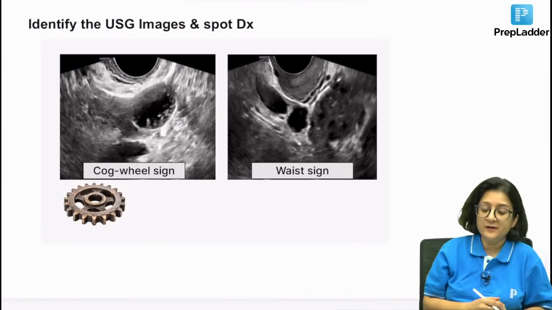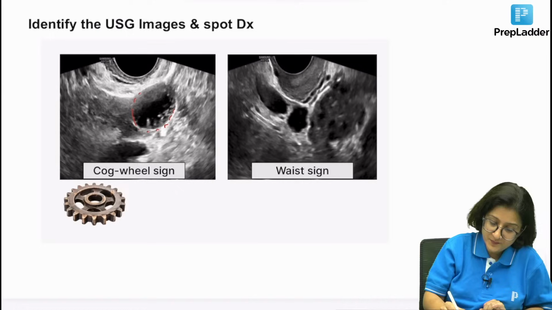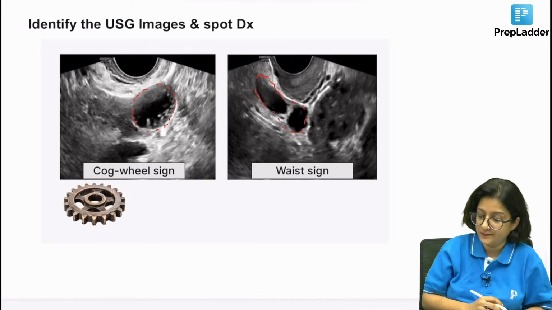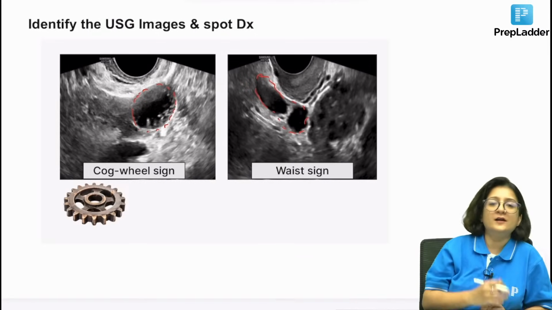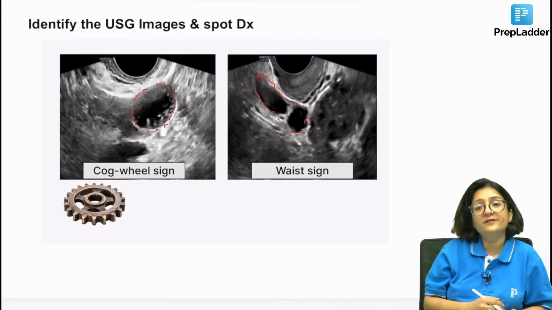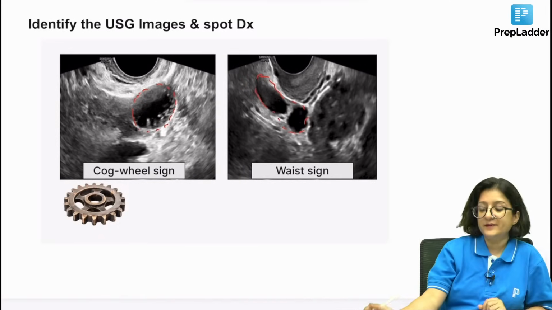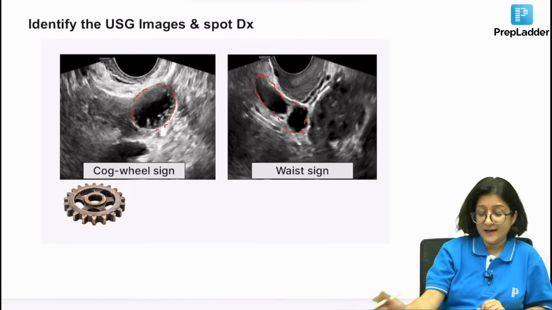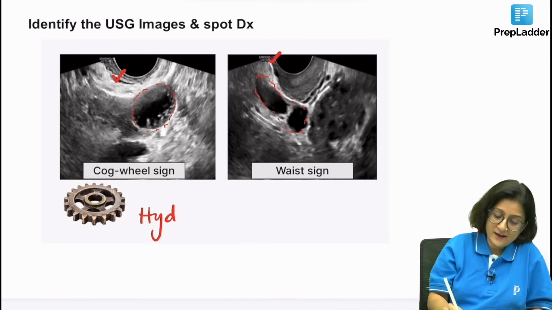Next images. Identify the ultrasound images, spot the diagnosis. There is some cyst, some dilated tubular structure. Until they tell you what this dilated tubular structure is, or they tell you a clinical context, you cannot identify. But now you are telling me PID, TB, that is the reason. But spot diagnosis would be a hydrosalpinx.